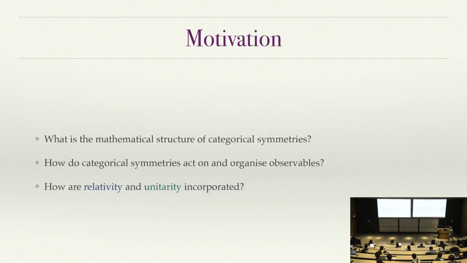All right, so what's the motivation? Well, in the last few years, I've been trying to think about the mathematical structure of categorical symmetries, the type of structures that they have that go beyond groups and involve categories and higher categories. But not just what the structure of the symmetries themselves, but how do they act on and organize the spectrum of observables in quantum field theory.